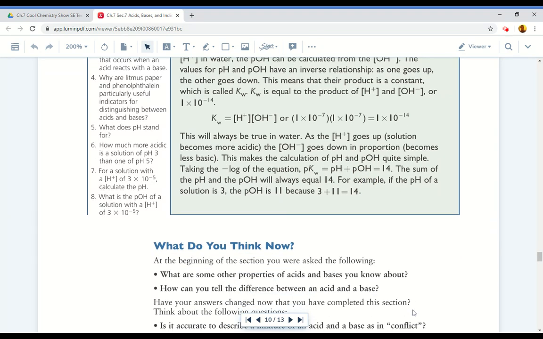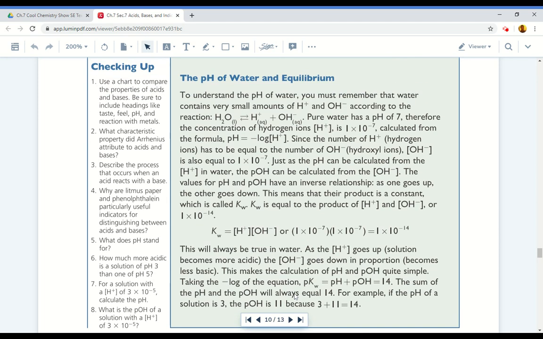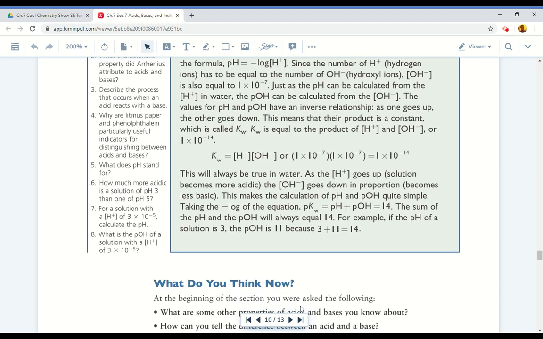For example, if the pH of a solution is 3, then the pOH is 11. So what you're doing is, they're saying that the sum will always equal 14. So if the pH of a solution is 3, then you can automatically figure this out by just taking 14 minus 3, which is 11.